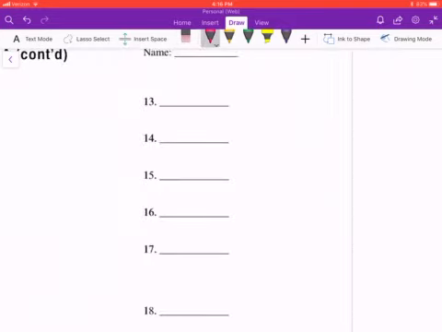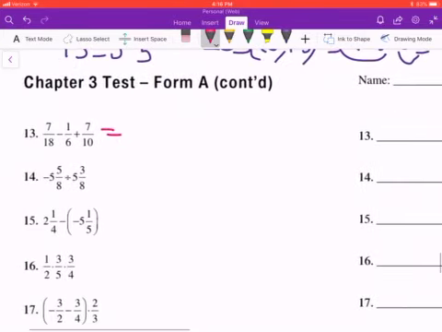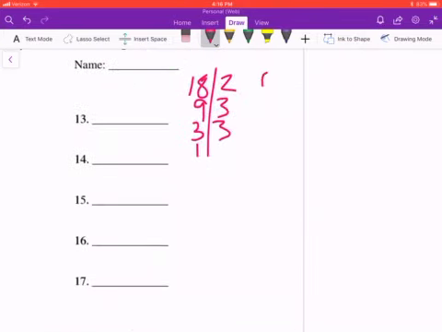So let's do a quick prime factorization here. So we have the number 18. And we can divide by 2, we get 9. Divide by 3, we get 3. Divide by 3, we get 1. Now, we also need to do that for 6. And for 6 is going to be divide by 2, you get 3. And then divide by 3, you get 1.